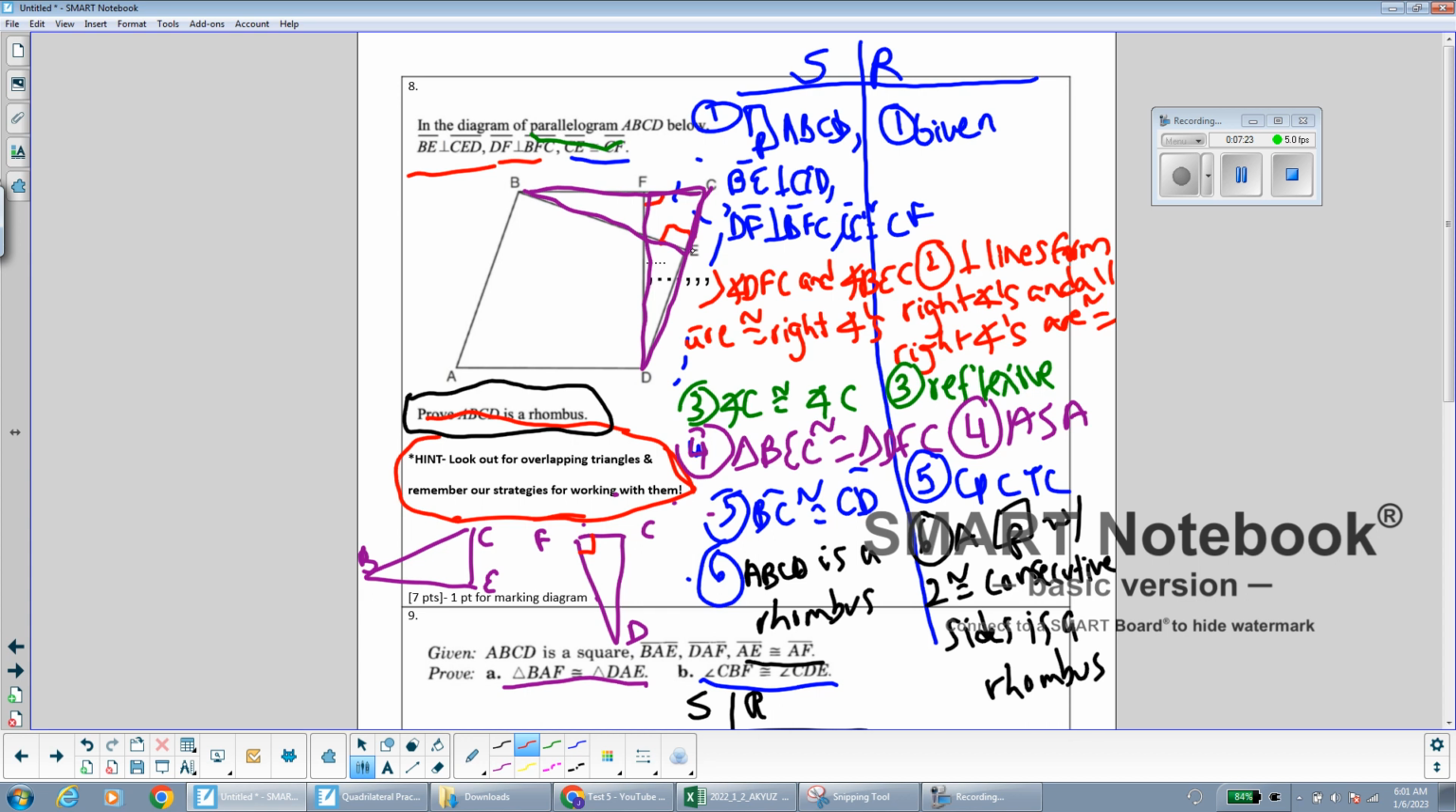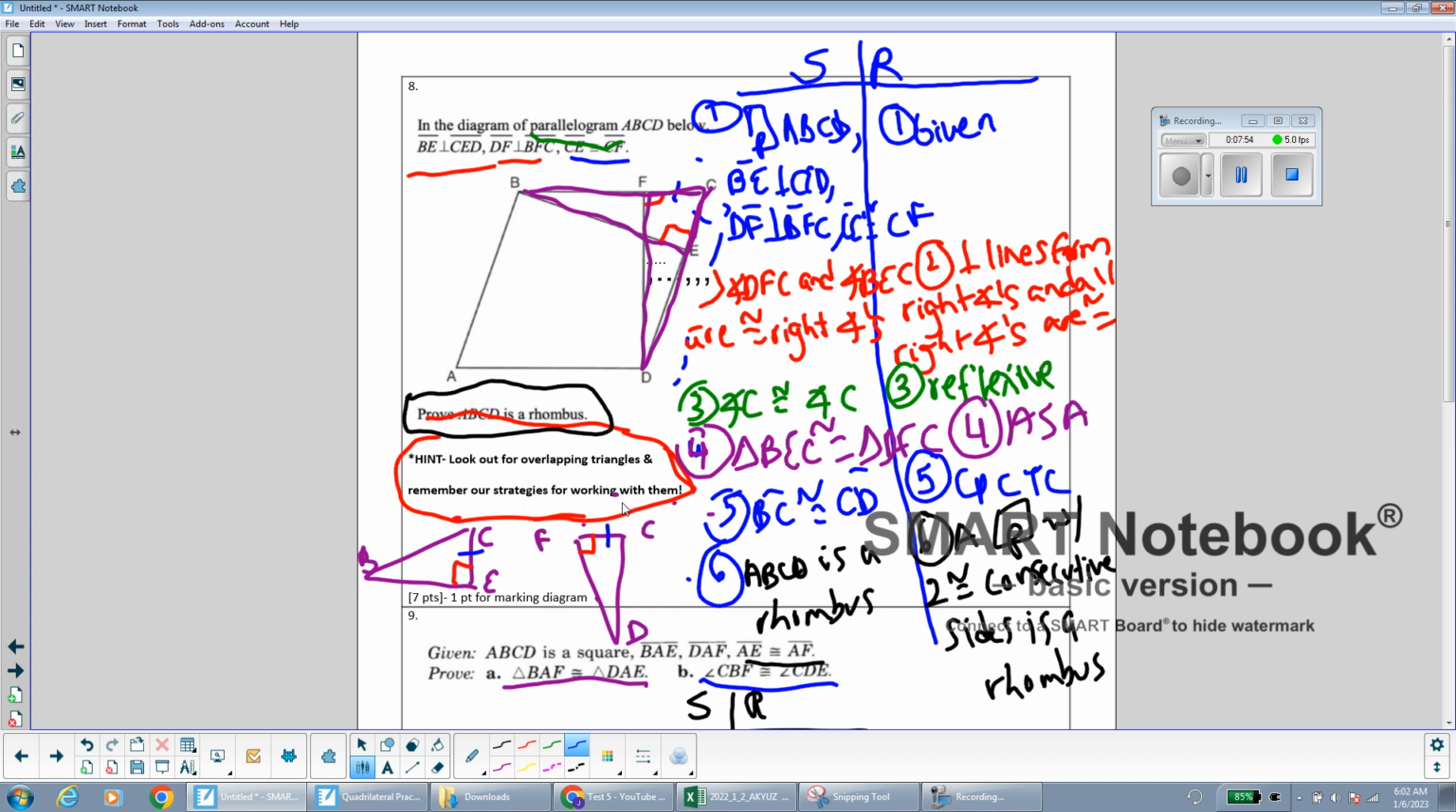This angle is angle CEB, that's this angle right here. So already we have a right angle in each of the two overlapping triangles. From our givens, as I can see marked here, we also have CF congruent to CE. CF is already a side of this triangle, and CE is a whole side of this triangle. So now I have a pair of congruent sides I can use.